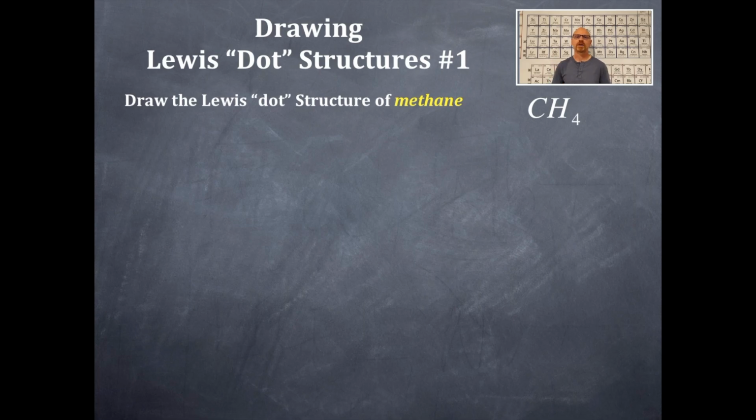So, number 1, we're going to count up the total number of valence electrons. So you're going to have to look at your periodic table, find carbon on your periodic table, and figure out what group is carbon in. Carbon is in group number 4, so that's why there are 4 valence electrons in carbon. And hydrogen is in group number what? 1, so that's why there's 1 valence electron in hydrogen.